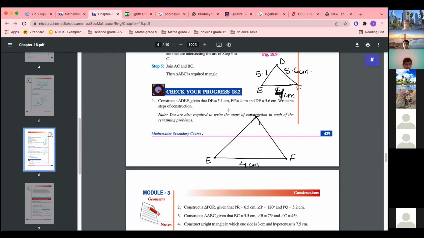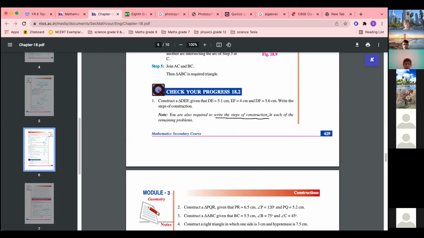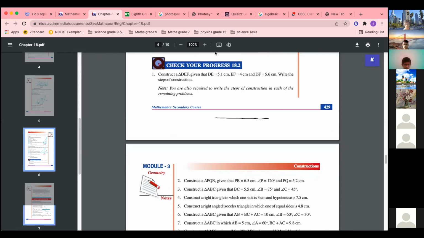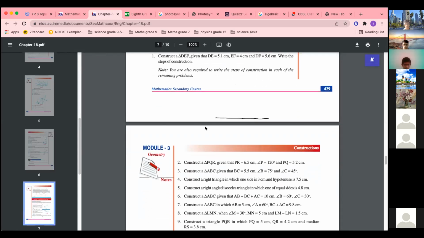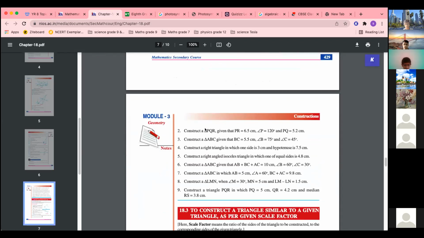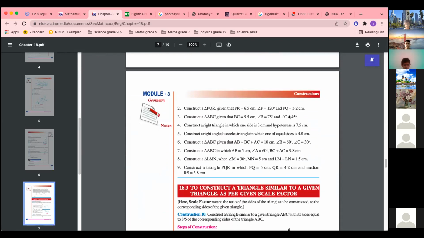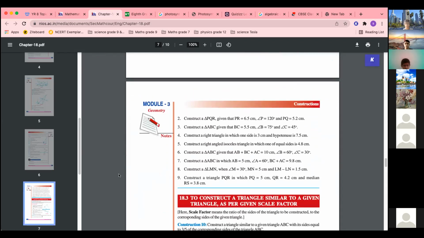Okay, so this way, and then always write down the measurements. Write down the measurements over here like this, and the steps of construction. So this is the first question. You are required to write the steps of construction. And you can put it in your own words, like you spoke just now. Same way you have to write.